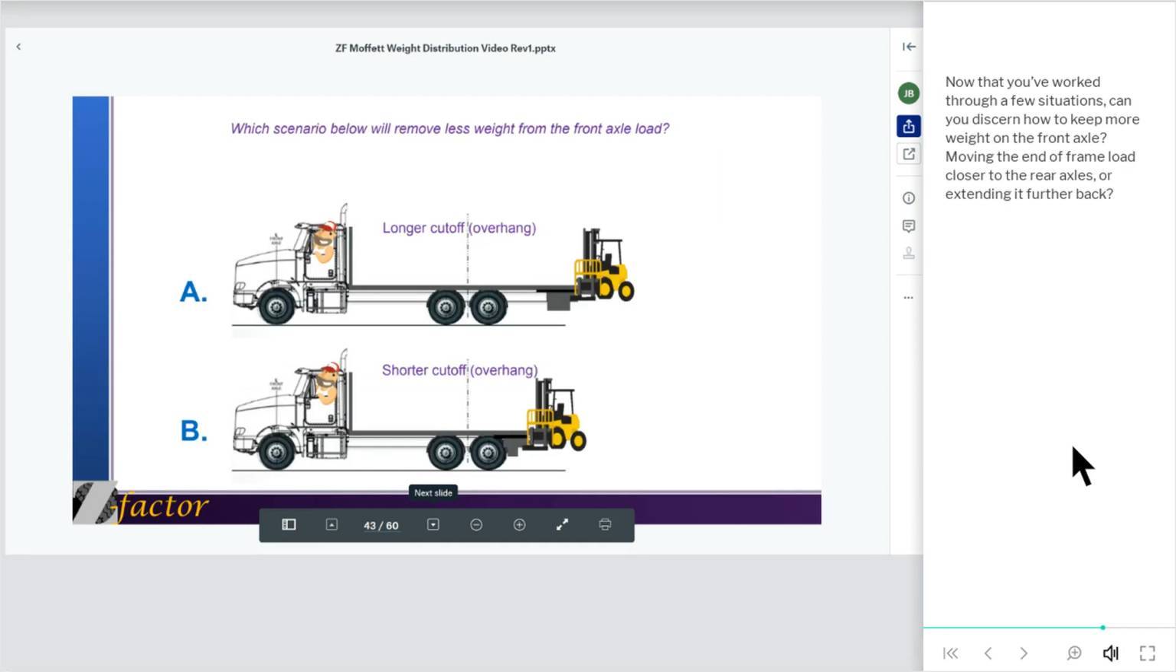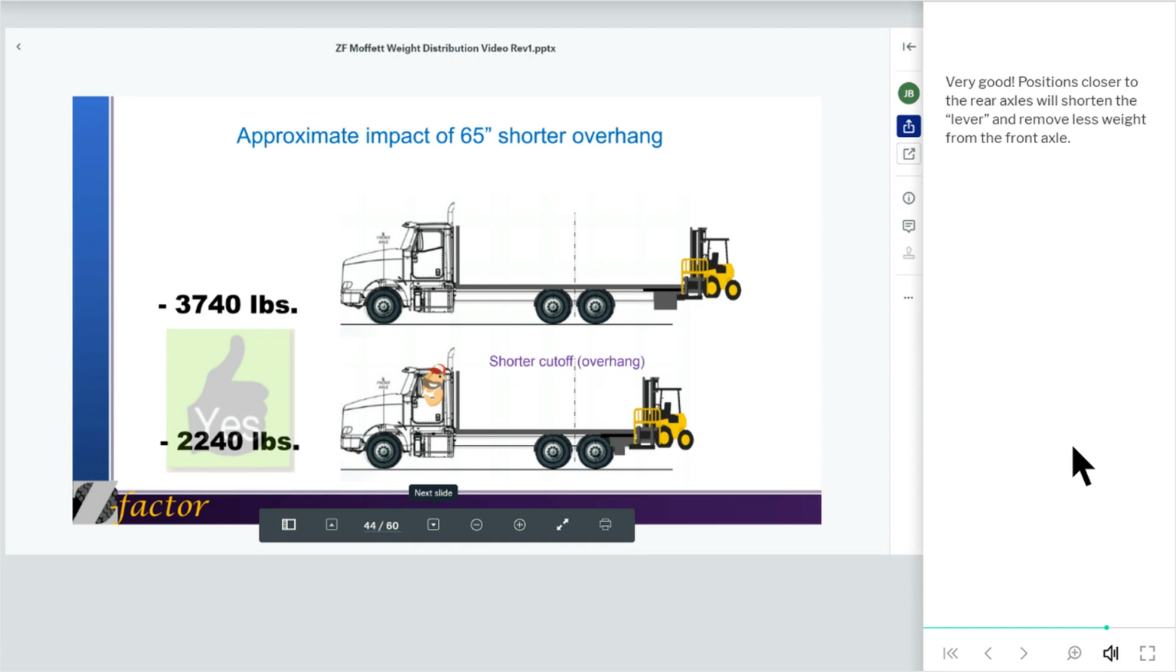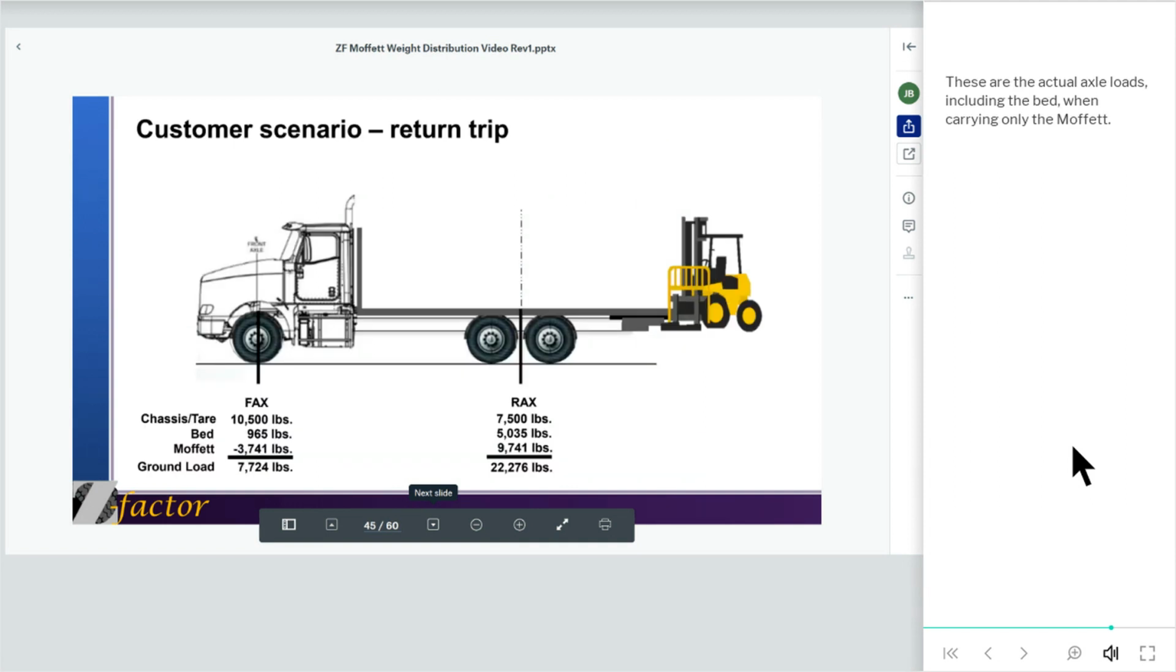Now that you've worked through a few situations, can you discern how to keep more weight on the front axle? Moving the end of frame load closer to the rear axles, or extending it further back? Very good. Positions closer to the rear axles will shorten the lever and remove less weight from the front axle. These are the actual axle loads, including the bed, when carrying only the Moffett.